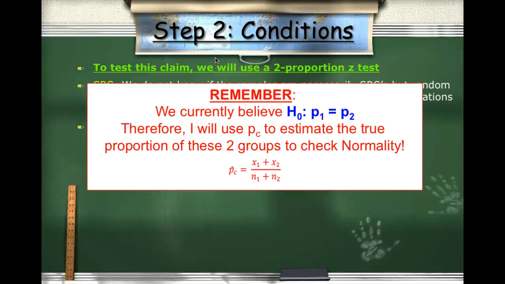Therefore, I'm going to use something called p sub c to estimate the true proportion of these two groups to check normality. Once again, because I currently believe the proportions are equal to each other, I'm going to essentially average the two sample proportions, and I'm going to believe that that is the true value of p1 and of p2. Once again, we're only doing this because we are starting with the belief that proportions are equal to each other.